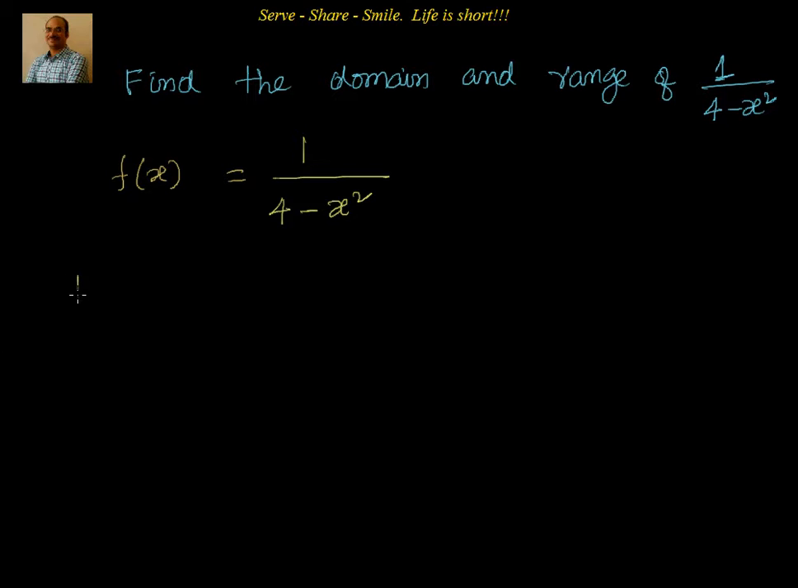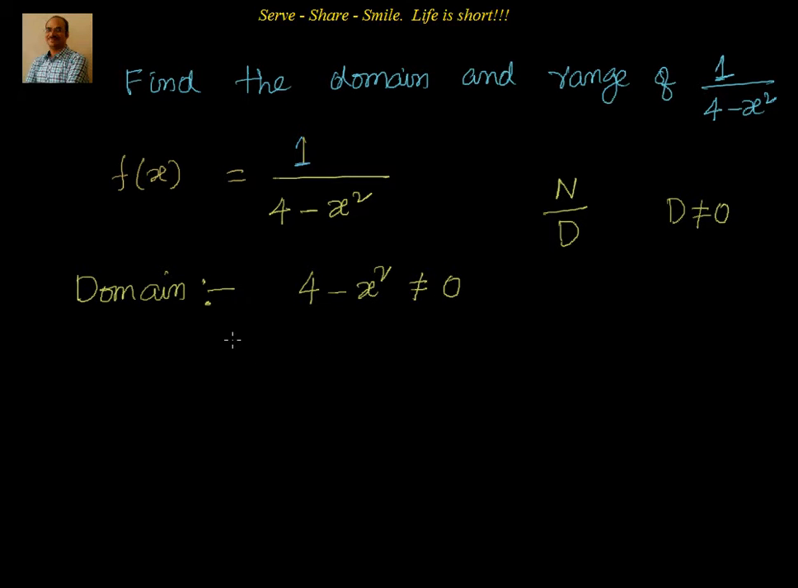Now let's first find the domain of this particular function. We know that the domain is all the values which we can supply to x, the values that can be given to the function such that the function is clearly defined. The fraction is defined only when the denominator is not equal to 0. Here we have 4 minus x square in the denominator. It cannot be equal to 0. If it is 0, I will have 1 by 0, which is not defined, so the function is not defined.